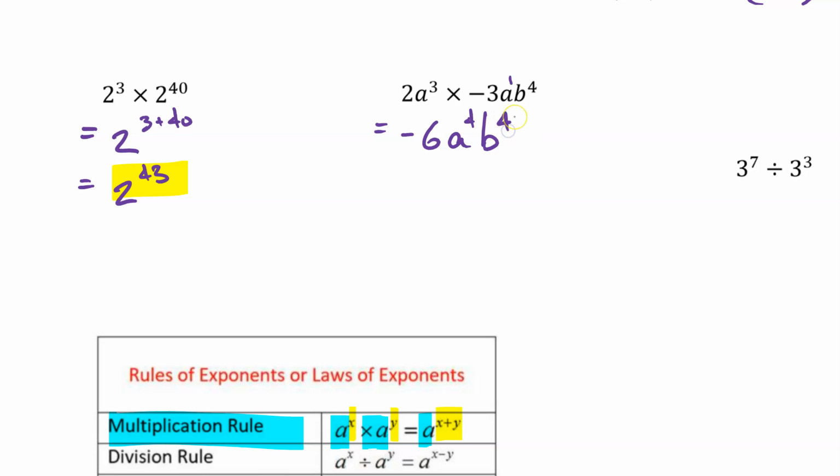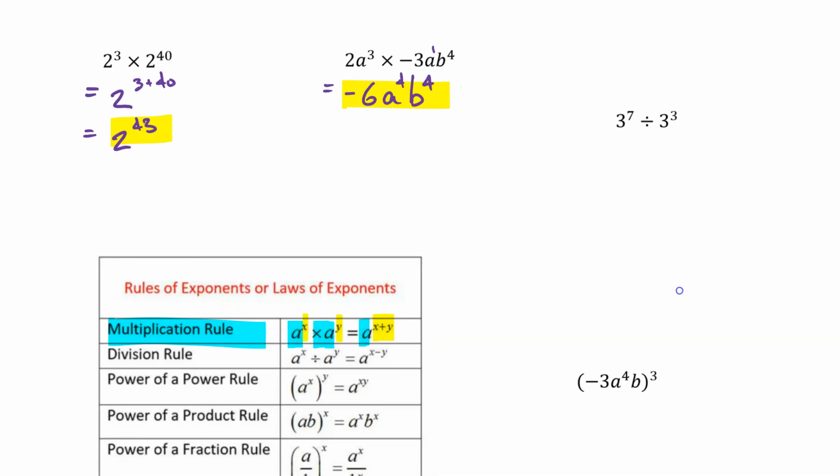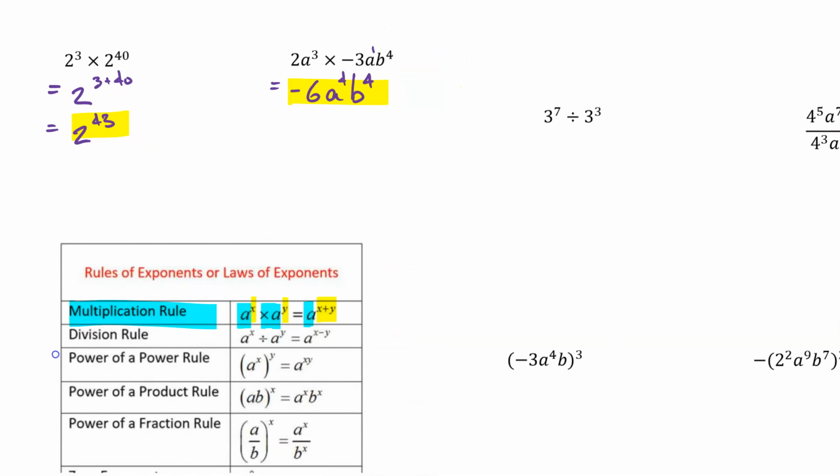Just tweak that up there. Okay? And done. That is a multiplication rule. Let's talk about the division rule next.